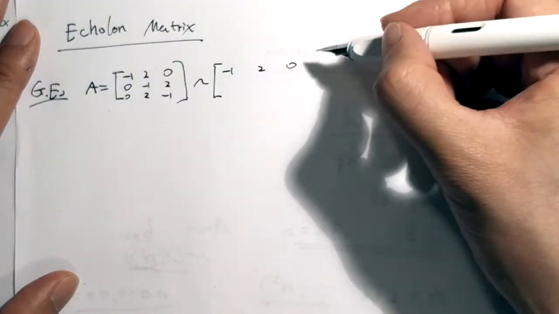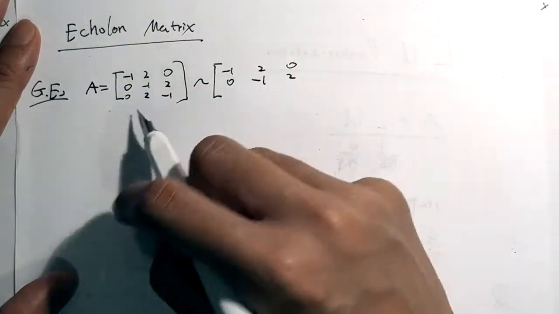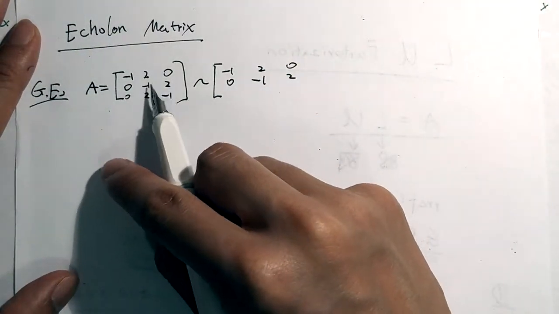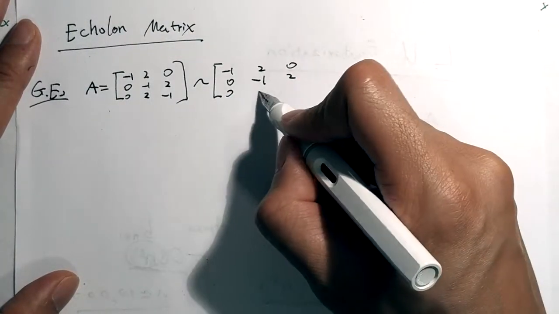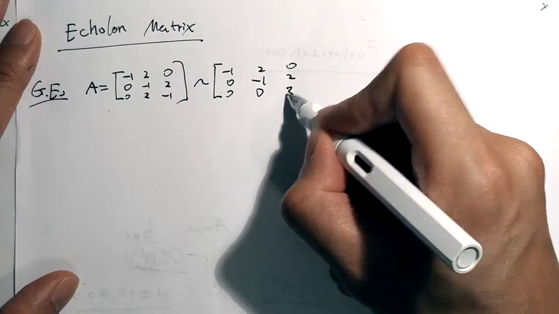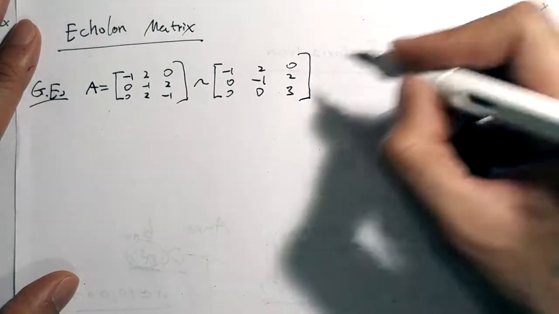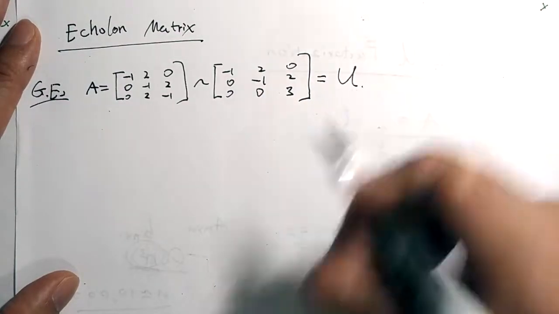The first row is unchanged. The second row is unchanged. For the third row, we want to multiply by 2 and then add that to the last row. So this will become 0 and 0. This multiplied by 2 will become 3. So this becomes an upper triangular matrix, and we call that U.